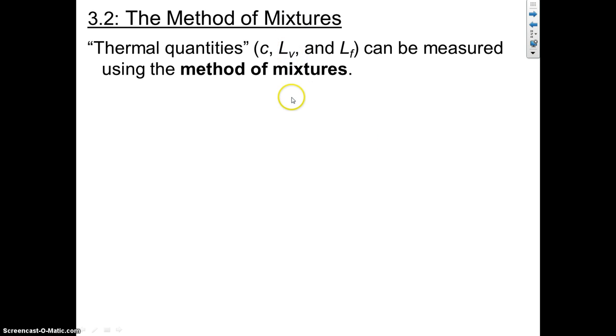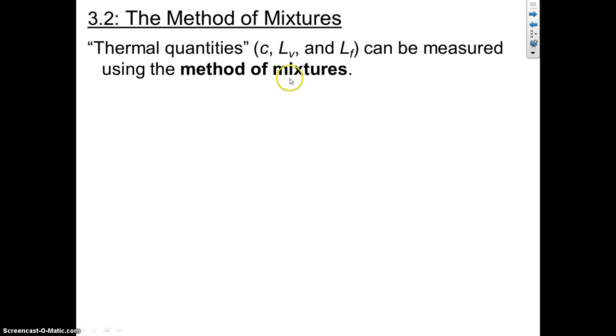Latent heat of vaporization is discussing heat being added when changing phase, specifically between the liquid and the gas states. Latent heat of fusion is the same, except that instead of changing between liquid and gas states, we're changing from either a solid to a liquid or a liquid to a solid.